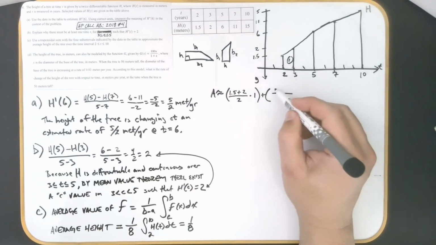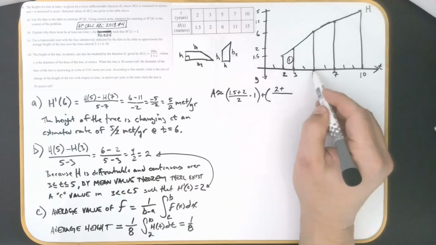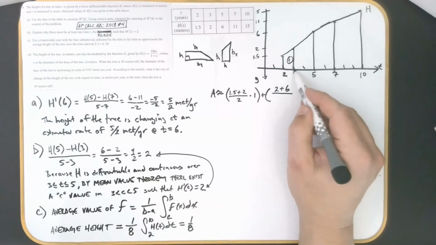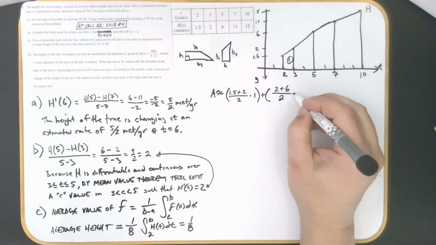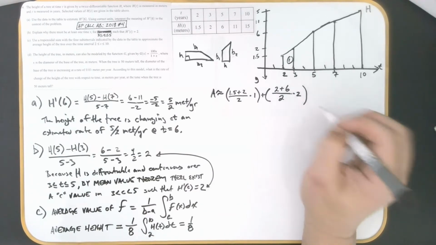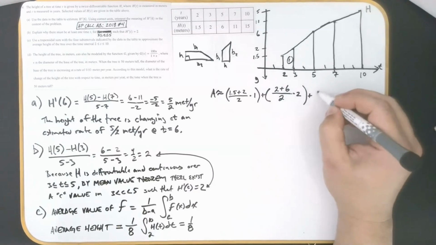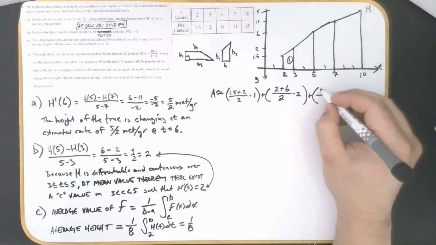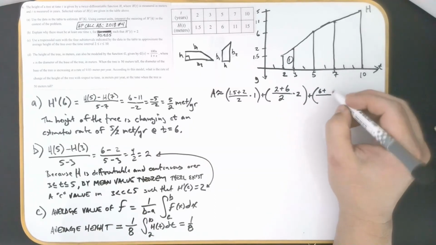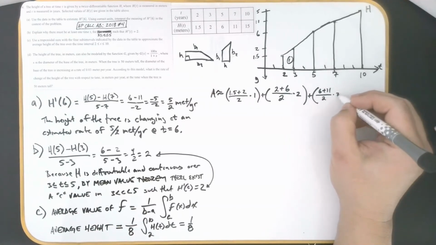Okay, trapezoid number 2, I'm going to add to that one the height at 3. So the height at 3 again is 2. The height at 5 is 6. And it's that average times the width, which is 2. The next trapezoid, the height at 5 is 6. The height at 7 is 11. It's that average times this width, which is also 2.